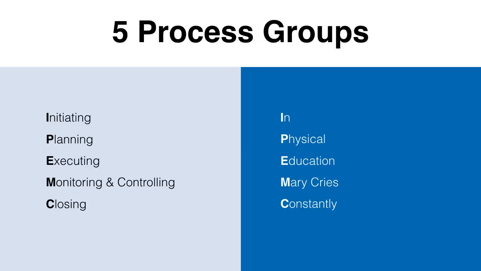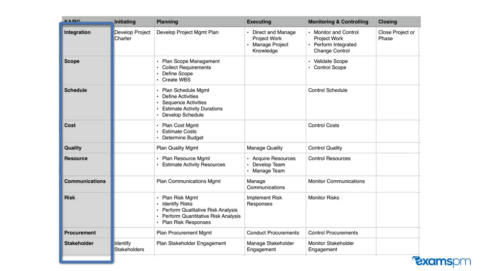This is because our brains work by association. So when we associate something that we already know with something that we don't know, we are able to memorize that much faster. Okay, so again, the quick phrase to memorize the five process groups is in physical education, Mary cries constantly. Now let's move on to our 10 knowledge areas, which is across the rows of our process chart.